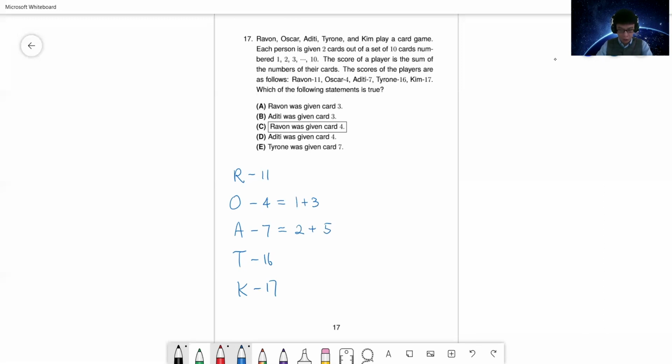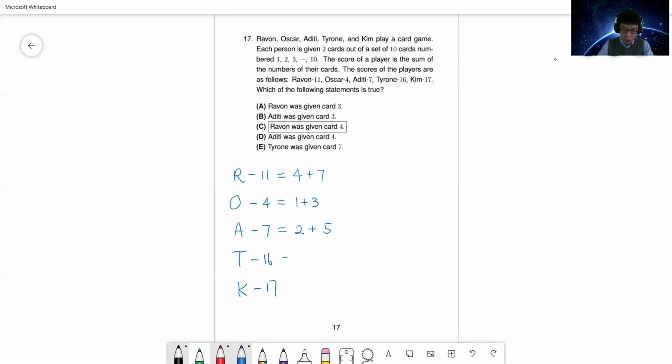Next, we consider Raven. Raven's sum equals 11. So one number should be smaller than or equal to 5. And for these 5 numbers, we already used 4 numbers, 1, 2, 3, and 5. So this number in Raven's hand must be 4. So the numbers are 4 plus 7. And actually at this step, we have sufficient information to solve the problem. But let's keep going. We solve Tyrone's and Kim's numbers.